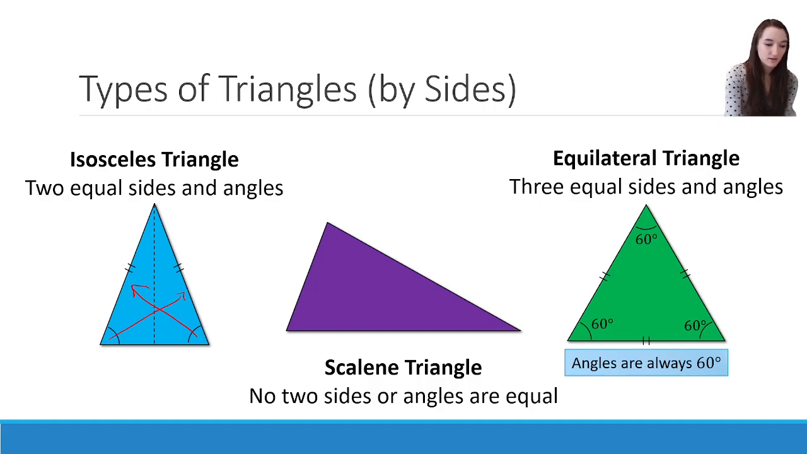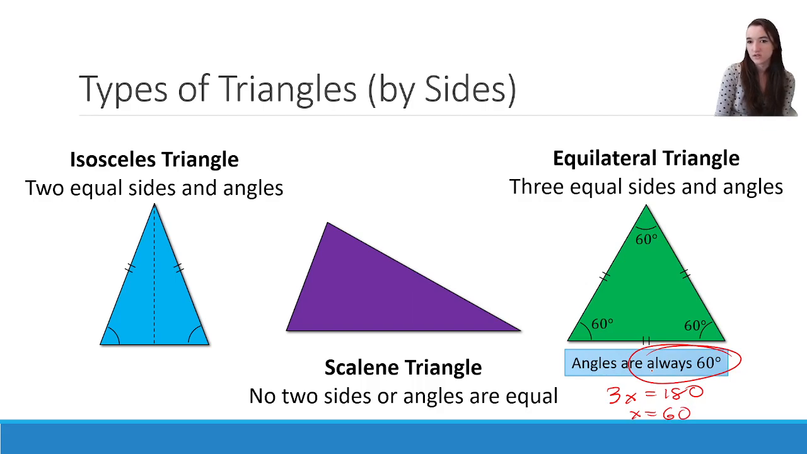So we could denote this with our notation like this, and then something like this, to say none of those are equal. And then an equilateral triangle is our regular triangle. 3 equal sides and angles. So once we have 3 equal sides, we are forced to have 3 equal angles because of the nature of how triangles work, and those 3 equal angles have to add up to 180. So if 3x equals 180, that means x will equal 60, so all angles are always 60 degrees.